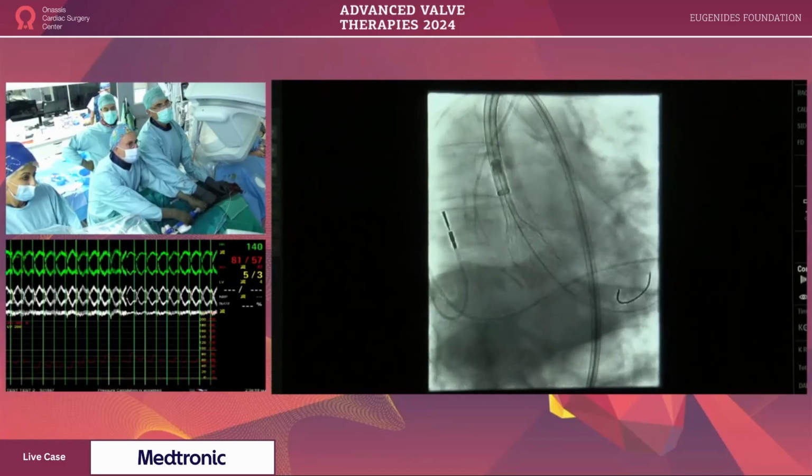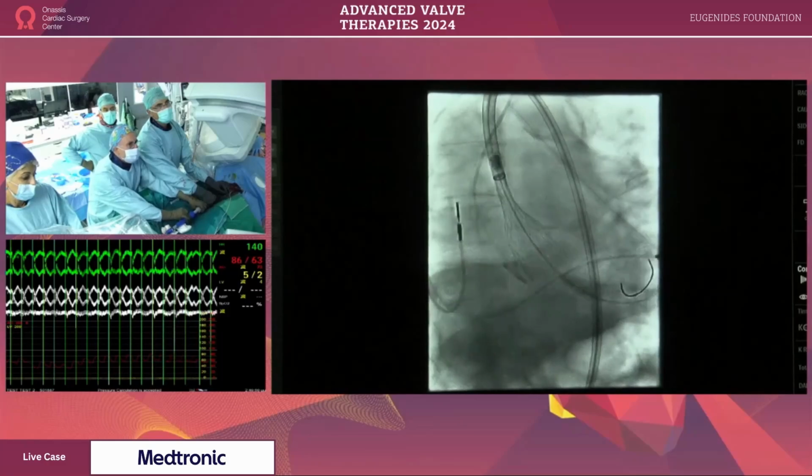I can't tell. I wish it was more magnified. I can't really tell. Stop.